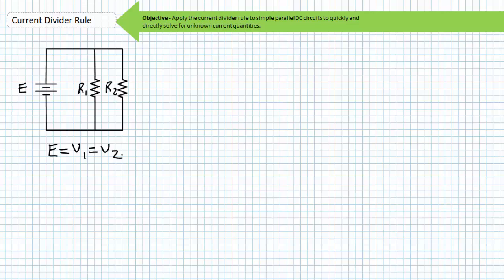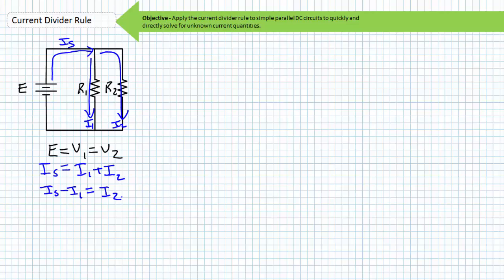Kirchhoff's current law: the sum of currents entering a node equals the sum of currents leaving a node. What goes in must come out. For this generic parallel circuit, the Kirchhoff's current law equation is Is, our source current, is equal to I1 plus I2. Knowing the source current and one of the individual currents, we can rearrange the equation to solve for the other individual current, where Is minus I1 equals I2 and Is minus I2 equals I1.